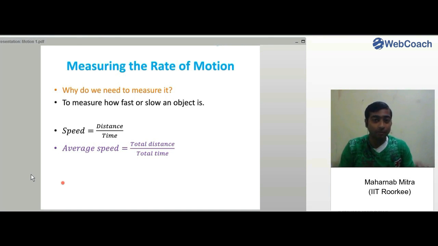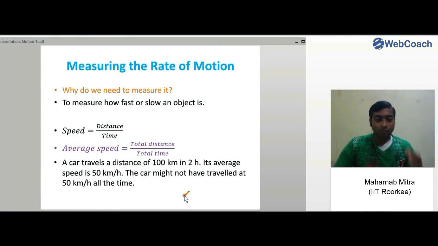And this is how you should find the average speed, and not by simply taking the average of the speeds, because by doing that you will end up getting the wrong answer, right? So remember this formula: total distance divided by total time gives us the average speed, right? And here is an example of an average speed.